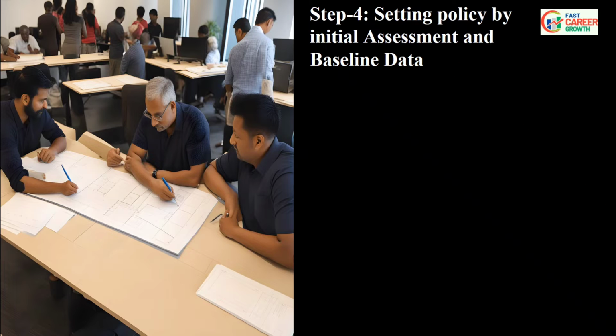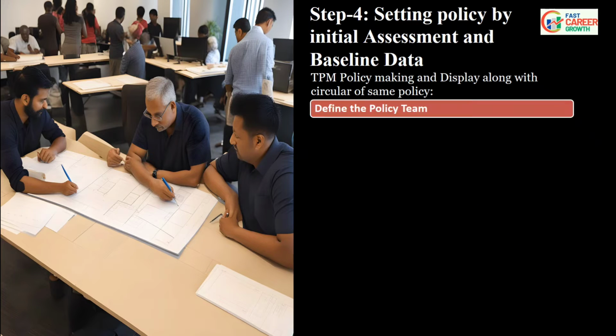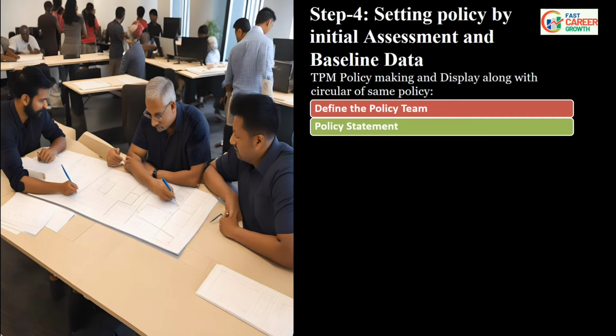Define the policy team. Appoint a team or key individuals responsible for developing the TPM policy. This team should include representatives from maintenance, production, and management. Policy statement. Craft a clear and concise policy statement that outlines the organization's commitment to TPM. It should emphasize the importance of equipment reliability, preventive maintenance, and continuous improvement. The statement should align with the organization's overall goals and objectives.